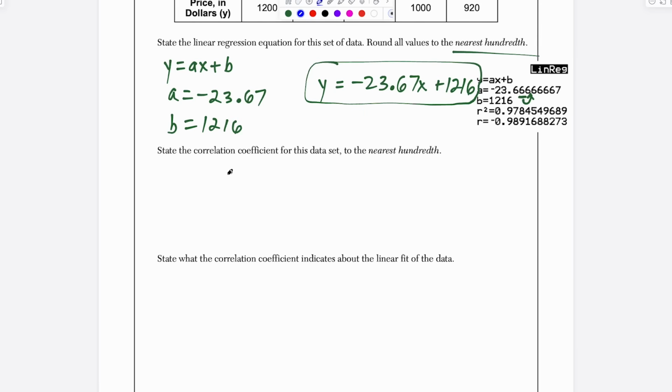For the next part, we have to state the correlation coefficient for this data set to the nearest hundredth. So we look here at the R value and notice that in the hundredths place, we have an 8. To the right is a 9. So we're going to round this. We're going to have R equals negative 0.99. Okay, so we're rounding up because a 9 is 5 or higher. So we're rounding from 98 up to 99. So this is our correlation coefficient.